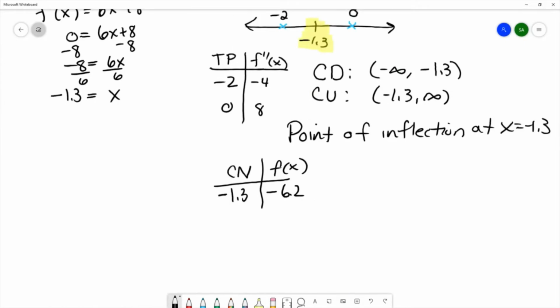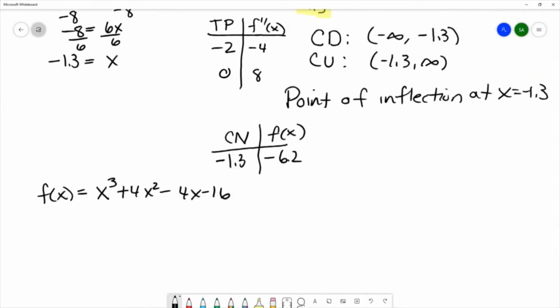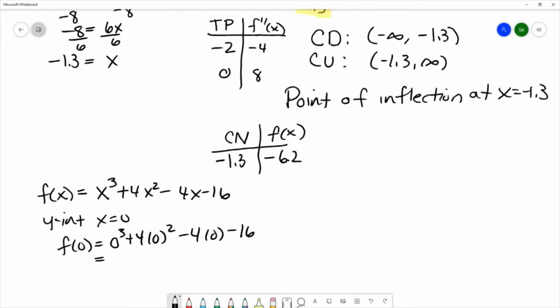So looking at our function, f of x equals x cubed plus 4x squared minus 4x minus 16. I'm going to get the x and y intercepts. So y-intercept is a little bit easier. We're going to let x equal 0. So f of 0 is 0 cubed plus 4 times 0 squared minus 4 times 0 minus 16. So -16. And we have the ordered pair 0, -16 being the y-intercept.